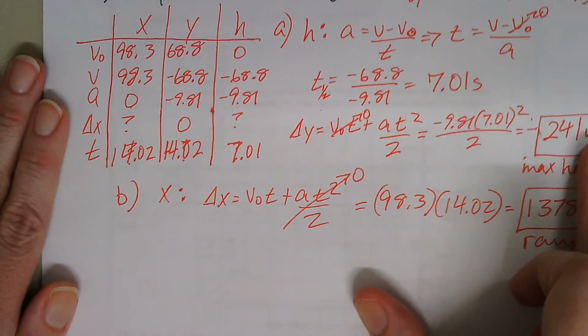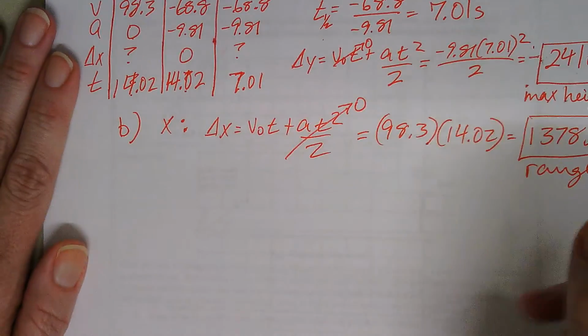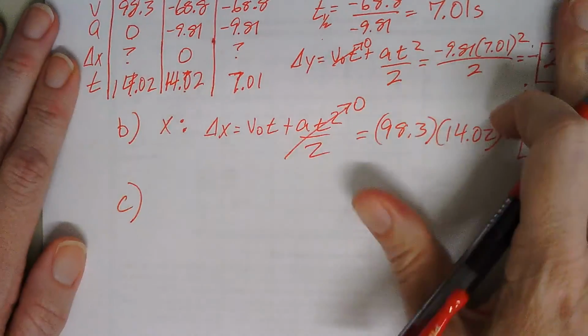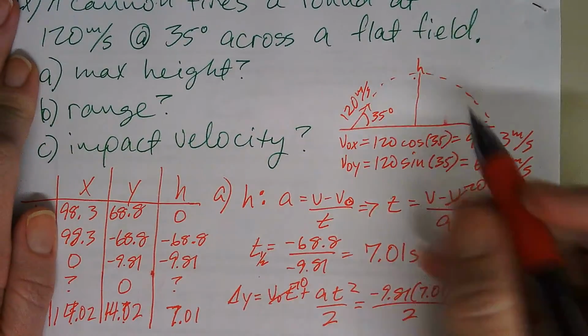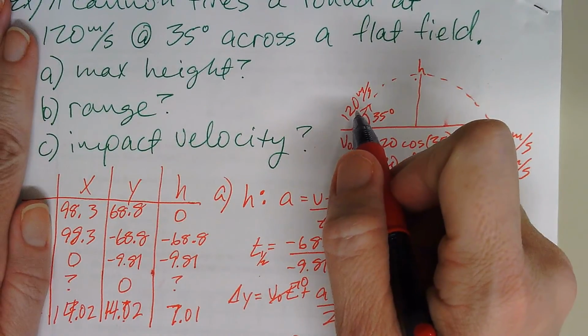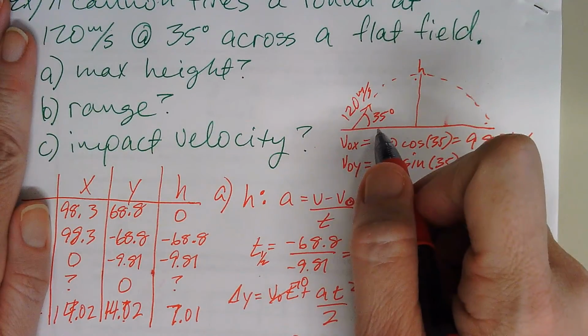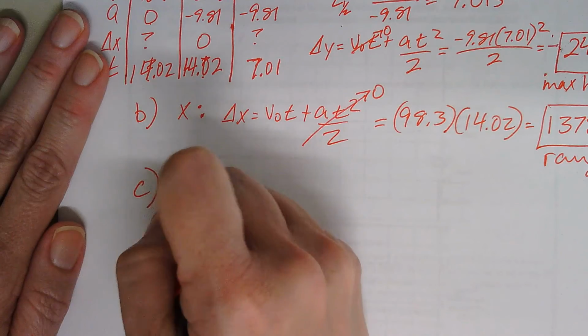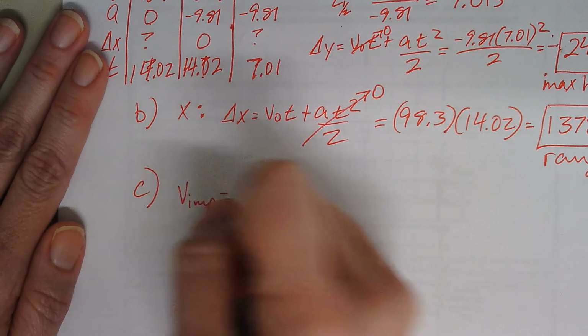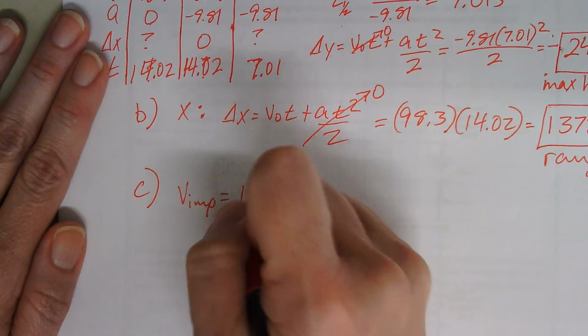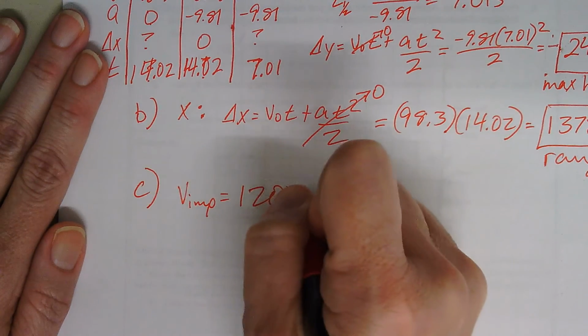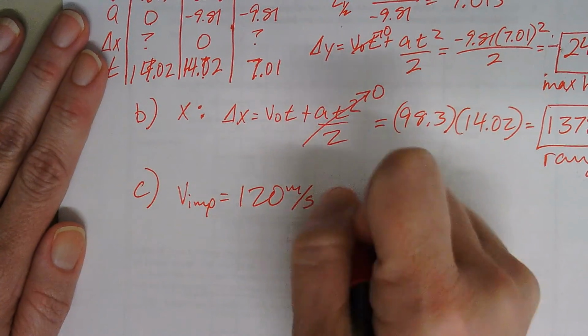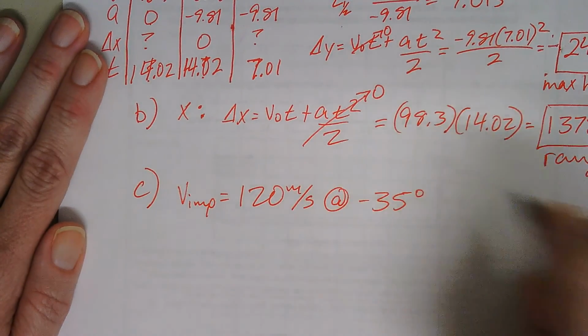And then for part C, it wants to know what's my impact velocity. Well, that's pretty simple because this is angled launch. So my initial was 120 at 35 degrees, so my impact has to be 120 meters per second at negative 35 degrees.